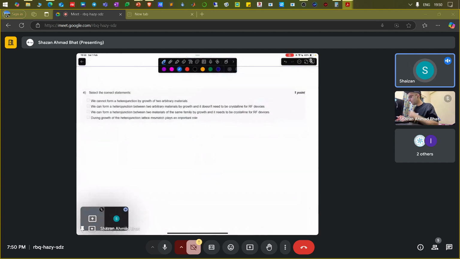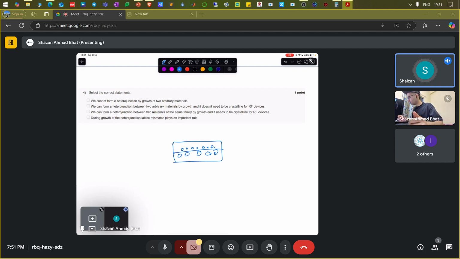And select the correct statement. We cannot form a heterojunction by growth of arbitrary materials. That is true. You cannot form it because you know that there is a lattice mismatch, and if there is lattice mismatch, then you cannot grow any arbitrary material over the other material.